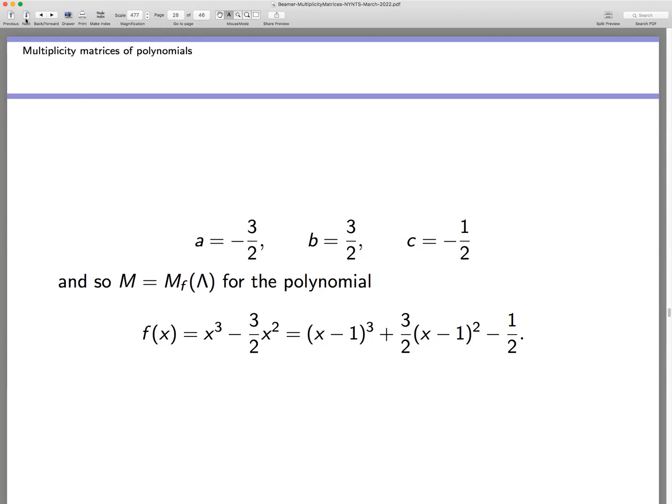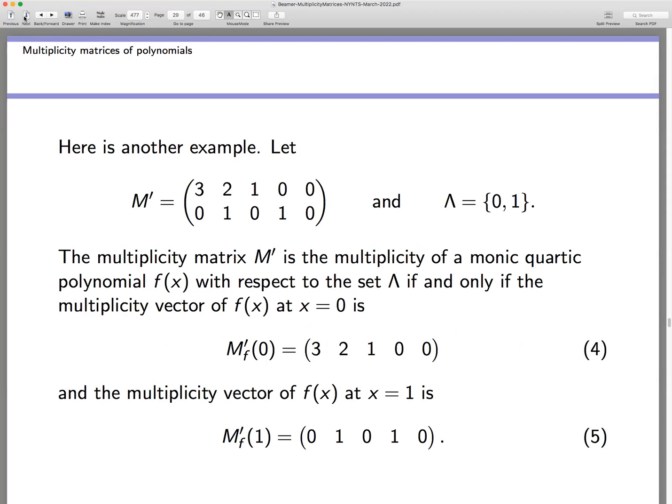Okay. Oh, this is fun, actually. I enjoy doing this. I enjoy doing these calculations. Let me try another one. This is a little more complicated.